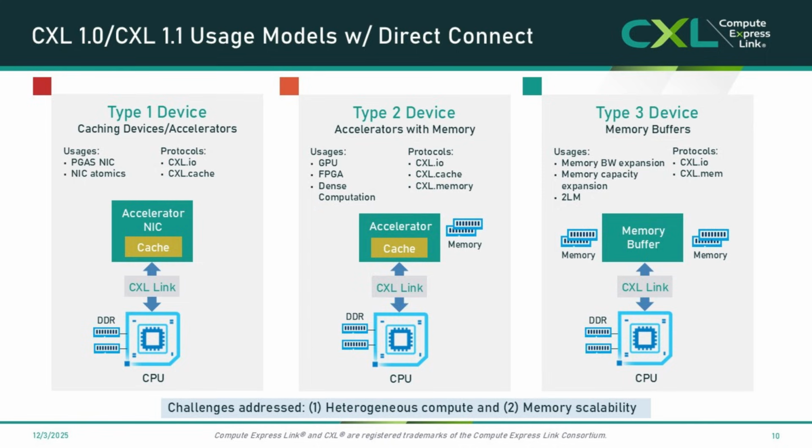So these are the three types of devices that we have with CXL 1.0 and 1.1. Again, the left two are for heterogeneous computing challenges. The right one is for the memory scalability challenge. Next.